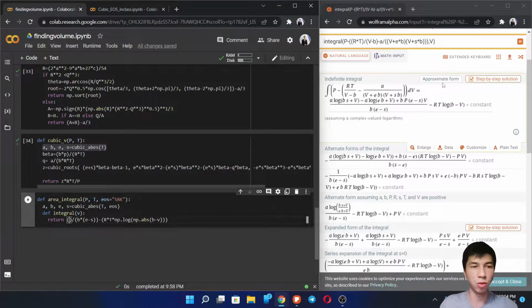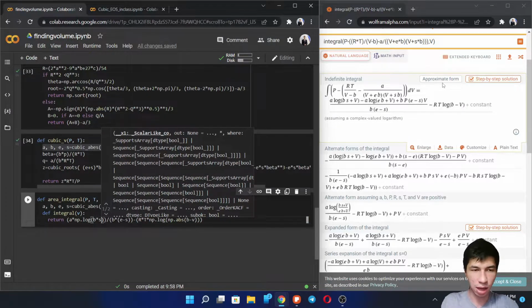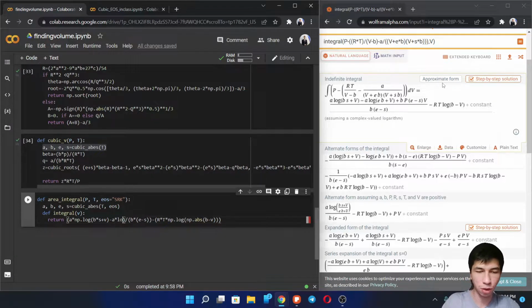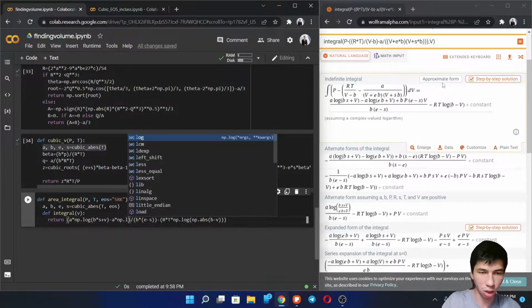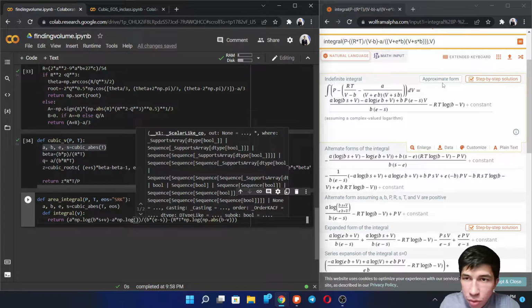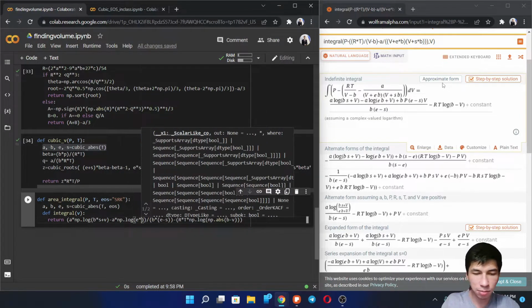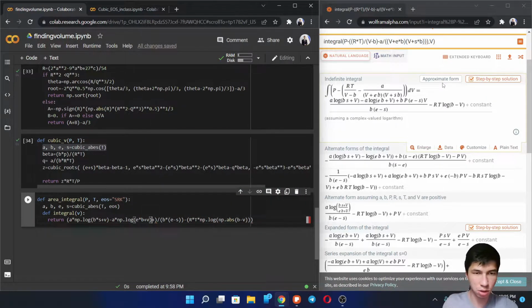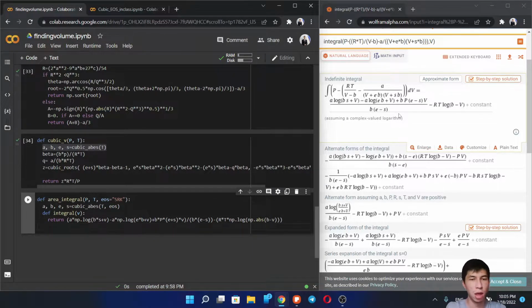And for things in the numerator, we're going to have a multiplied by b times the natural log of b times sigma plus v, minus a times b times the natural log of epsilon times b plus v, and plus b times pressure times epsilon plus sigma times volume, right? So this is our integral. Our function is gonna return that.